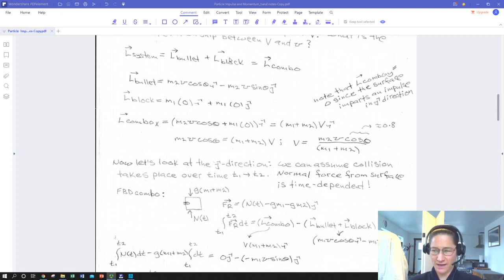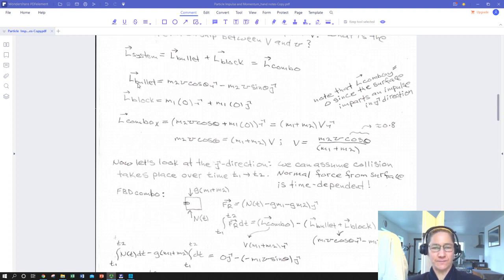which we can think of as the pre-collision state where you have a bullet with a momentum and a block with its own momentum, and that will be equal to the linear momentum of the bullet embedded in the block combo. So basically bullet plus block and bullet-block combo are both going to have the same linear momentum, which is the momentum of the system.